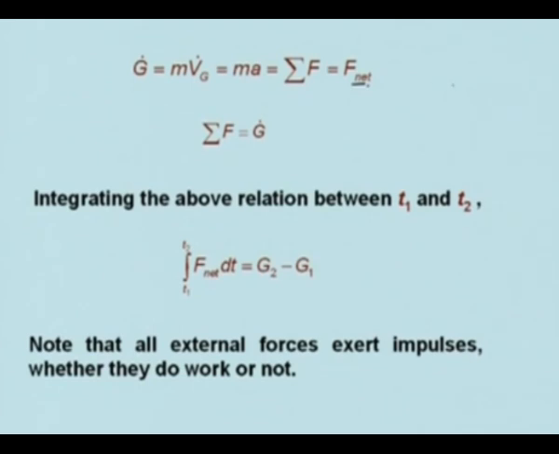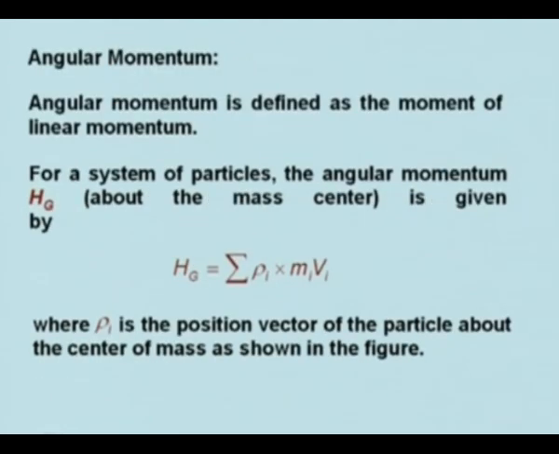Now if we integrate the above relation between T1 and T2, then the integral from T1 to T2 of F net dt is equal to G2 minus G1. This is the impulse of the total force. Now note that all external forces exert impulses whether they do work or not. So all the forces have to be considered in this case, then you can find G2 minus G1. So this equation can also be used. Now this is about linear momentum.